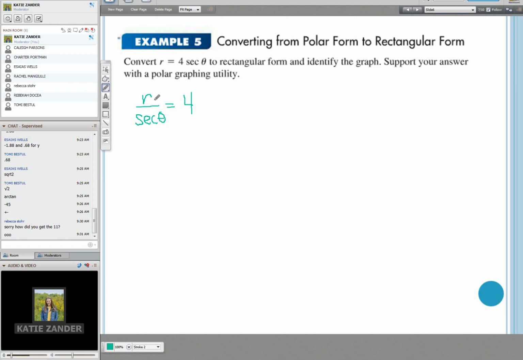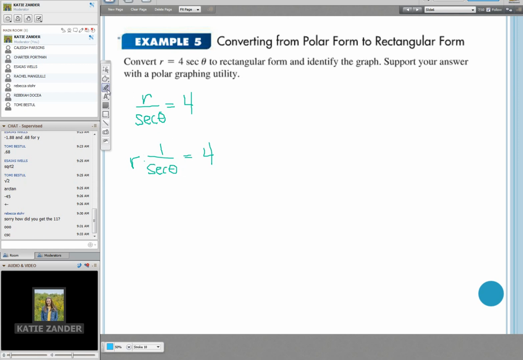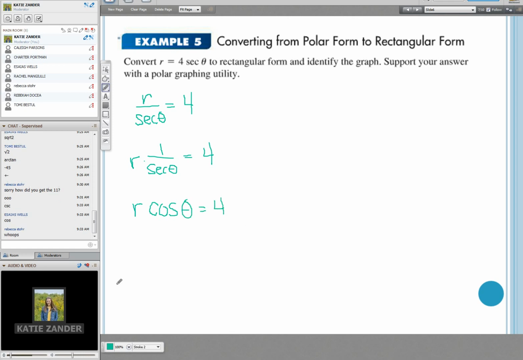1 over secant theta is the same as what trig operation? Not really trig operation, but which one, sine, cosine, or tangent, which form is that? 1 over secant is the same as, not cosecant, but cosine. There you go. So technically we can write that as r equals 4 cosine theta. Yeah, you were close. I think that's probably what you were leaning towards, the cosine.